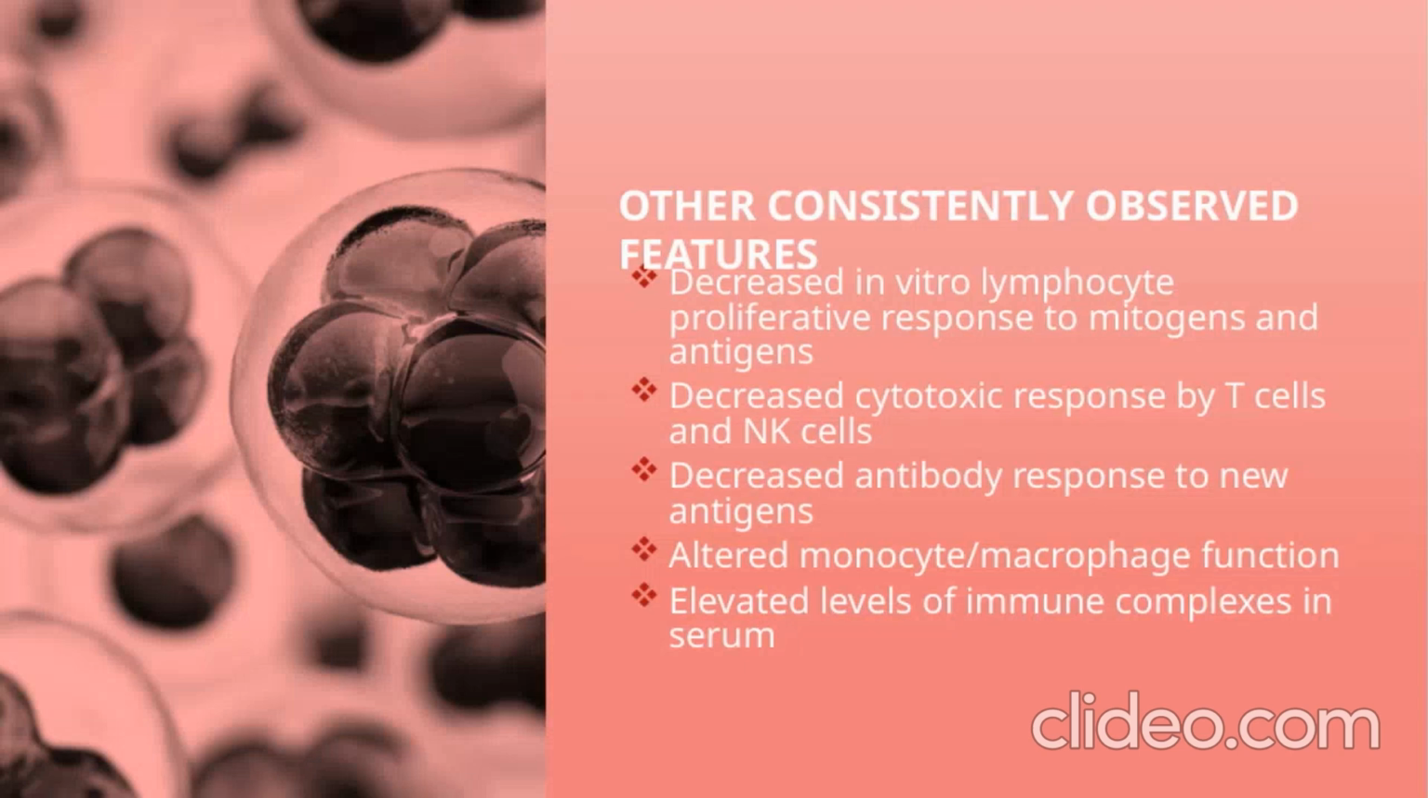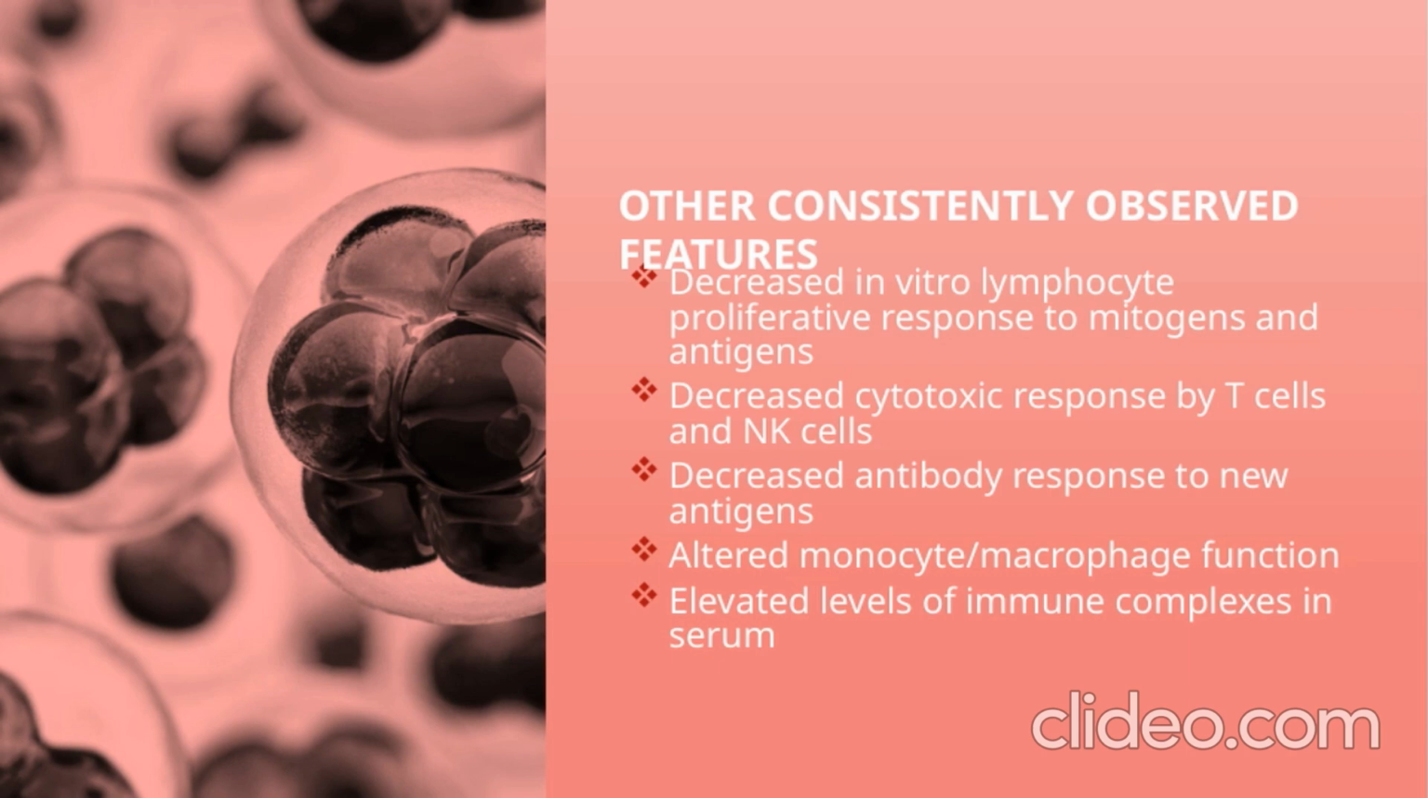On this slide, we're looking at some other features that are consistently observed in this condition. First, there's a decreased in vitro lymphocyte proliferative response to mitogens and antigens, which means that immune cells like lymphocytes don't grow or multiply as well when they're exposed to certain stimuli. This suggests a weakened immune activation. Next, we see a decreased cytotoxic response by T cells and natural killer, or NK cells. These cells are crucial for destroying infected or abnormal cells, so their reduced activity can compromise our body's ability to fight off infections or abnormal cell growth.